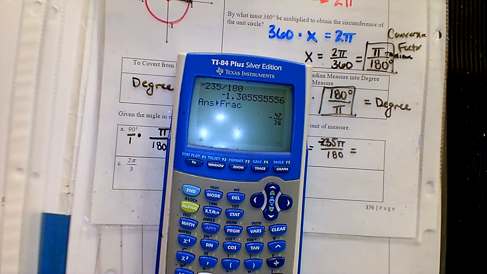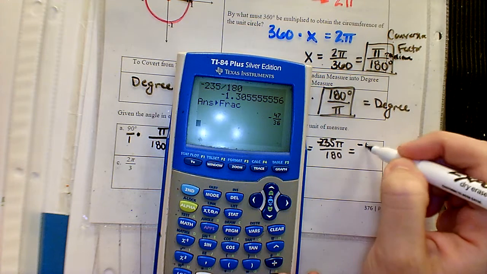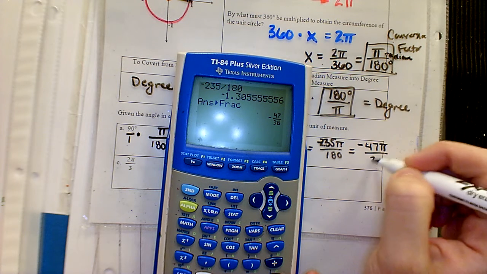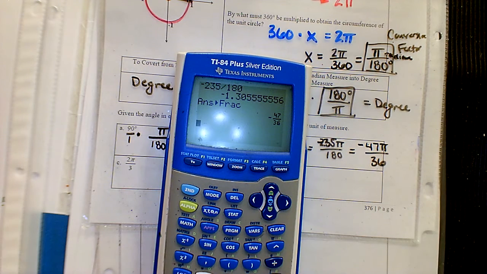I'm seeing some jaws drop. Like this was very useful. That's good? Okay. So this could be negative 47 pi over 360.